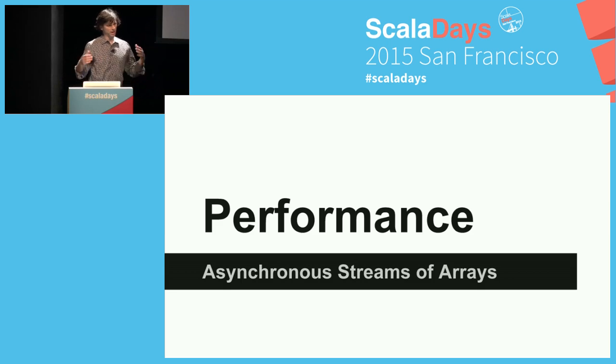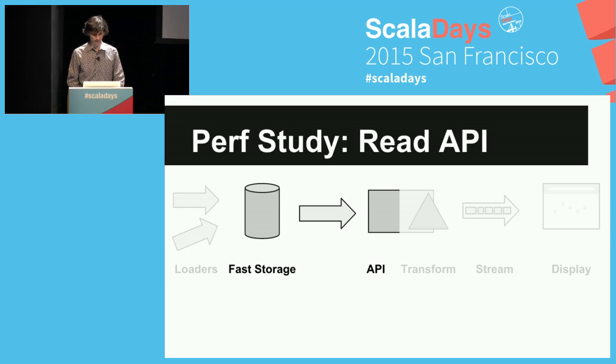Okay, so with that background, now I want to talk a little bit in this second phase of the talk about performance. And the punchline in performance is if you're building a data pipeline, a data system, and you want it to scale and be performant, what I think you ought to use is asynchronous streams of arrays as your core data type. But let's get there.